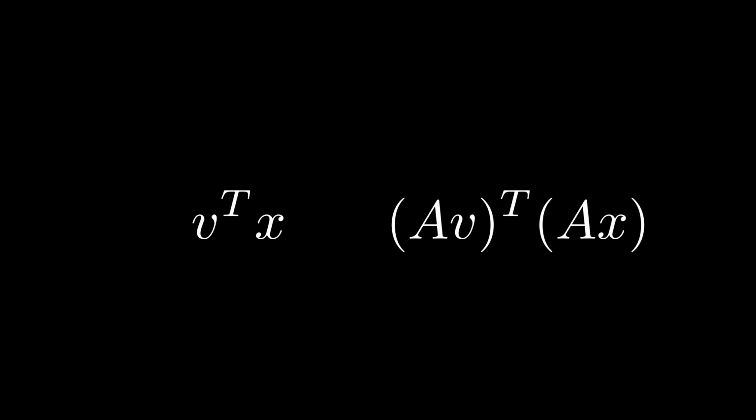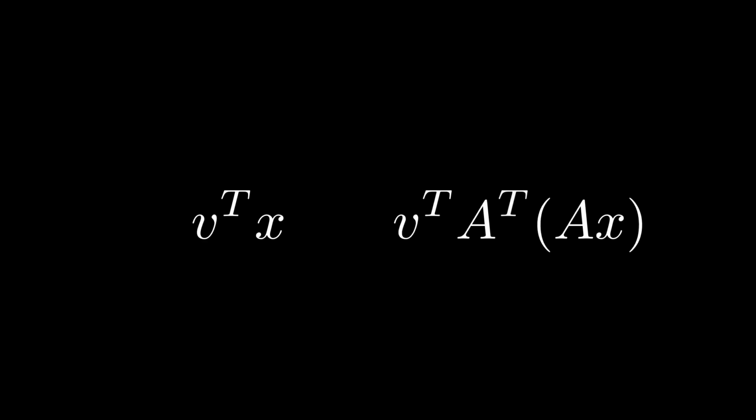Let's see that. First write v dot x as v transpose x. And we can write v bar dot x bar as v bar transpose x bar. Next, remembering that v bar and x bar came to us from multiplying by A, let's write the transformed versions in terms of the original versions multiplied by A. Then distribute the transpose into the product.